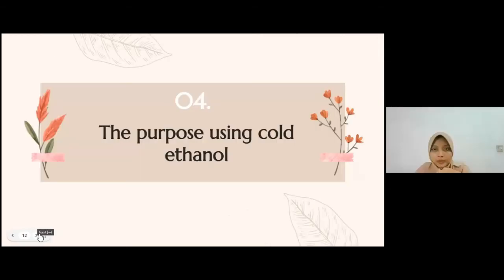The purpose of using cold ethanol is to keep the temperature stable so the active compounds contained are not damaged. It also can crystallize the piperine and give pure crystal free from impurities.